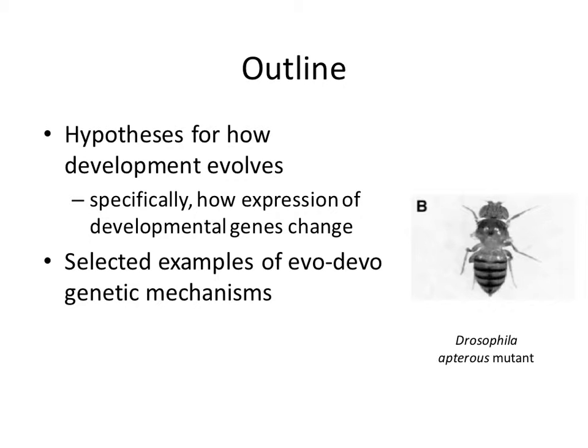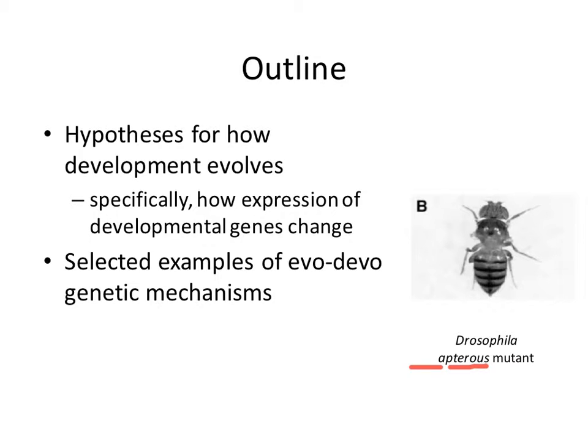We're going to start with this example of the Drosophila mutant Apterus, or Aterus, depending on whether or not you pronounce the P. Anybody know pterodactyl? So, good. What about Archaeopteryx? Yeah. So do you pronounce the P or not?